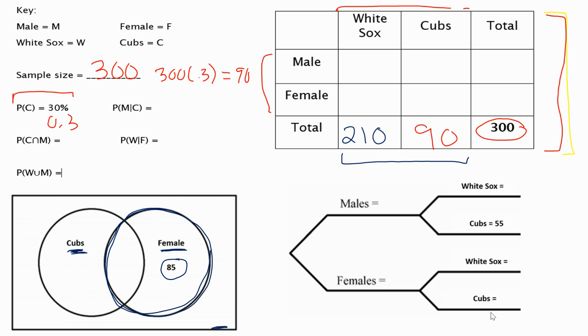So of the females, these would be Cubs fans, these would be White Sox fans. So there's 85 female White Sox fans. That's what basically this is trying to tell me. So I'm going to go ahead and go back to my frequency table and put that in.